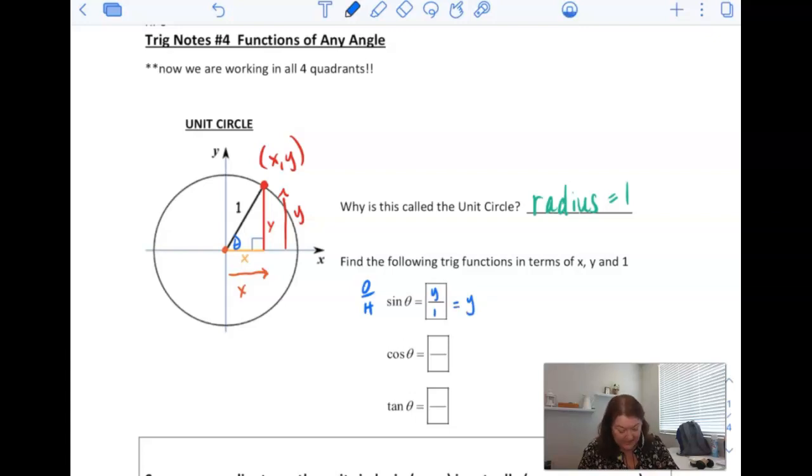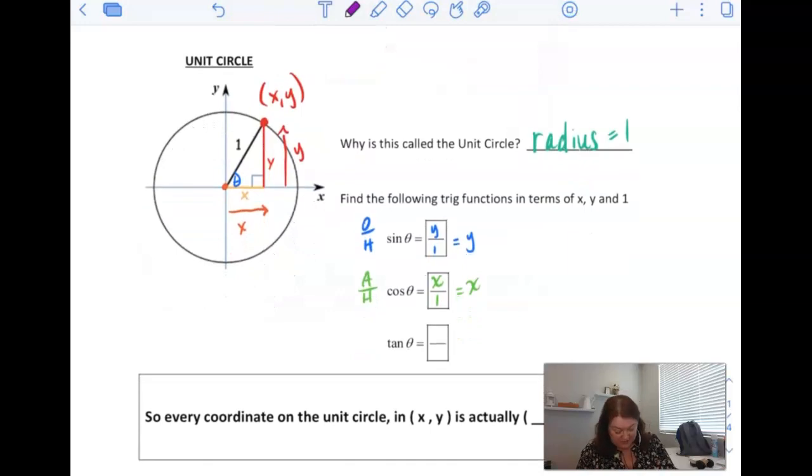Cosine is A over h, and again, if I'm looking from that central angle from the origin, then the adjacent side would be called x. The hypotenuse again would be 1, so that is x. And then lastly, tangent, if I am looking from that central angle, tangent should be O over A, and O over A would be y over x. Okay, so that is actually going to work out being y over x.